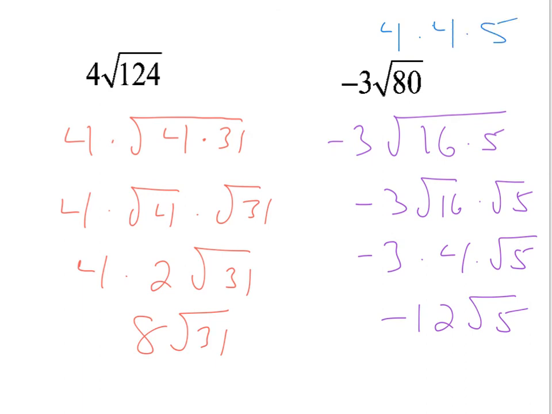Up here for 80, yes, I could break down 80 as 4 times 20. Or I can see right away that 80 is also equal to 16 times 5. So what I have here is negative 3 times root 16 times 5, which is negative 3 times root 16 times root 5. Well, root 16 is cuatro. It's 4 in Spanish. So I have negative 3 times 4 times root 5, which is negative 12 root 5.